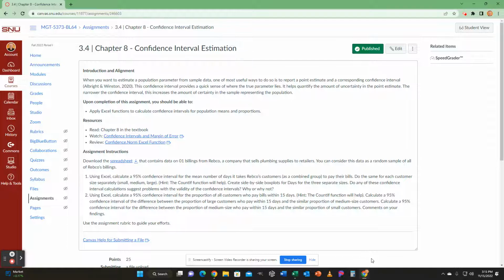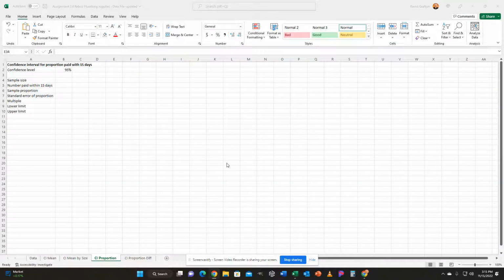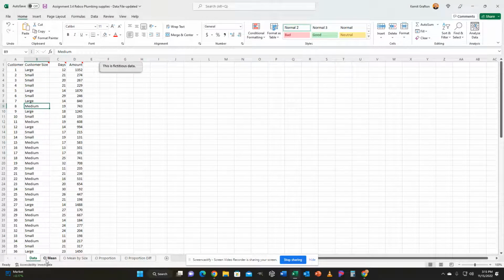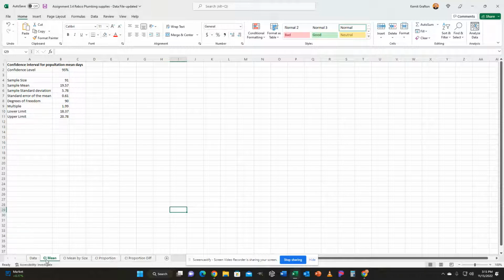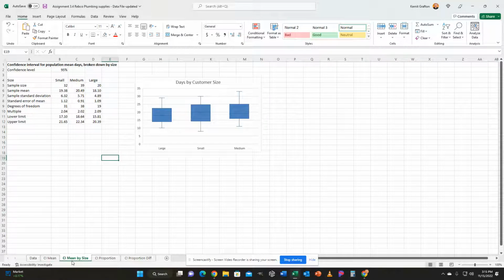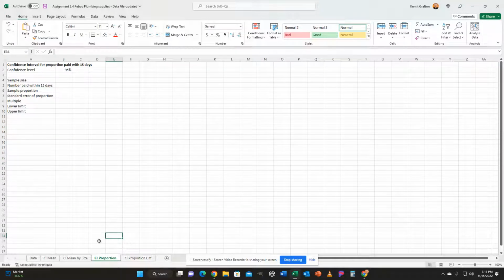In the first video, we talked about the first part of the assignment, where we were doing confidence intervals for a population mean. In this video, we're going to do part two of the assignment, where we're doing a confidence interval for a proportion. We're going to be using the same spreadsheet and the same data. You should already have the confidence interval mean and confidence interval by size tabs with our box plots. On this tab, we're now going to be doing the CI proportion.